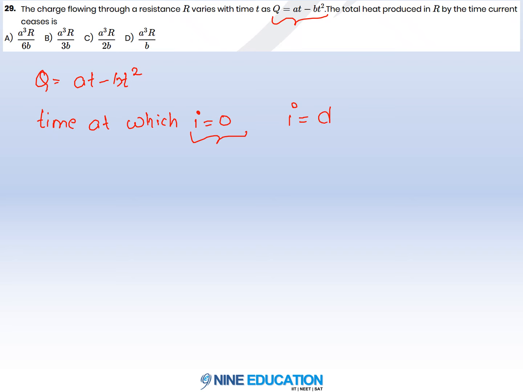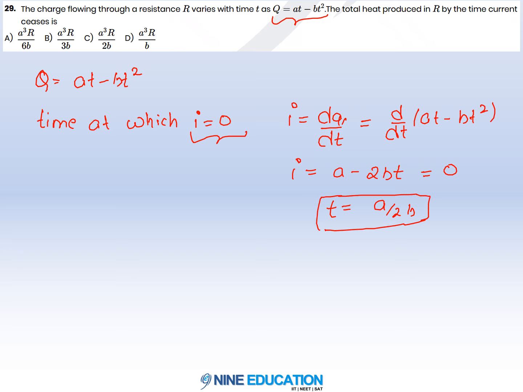I is the rate of flow of charge. So simply differentiate it, d by dt of A T minus B T square. From here you will get I is A minus 2BT. Now we have to find the time at which the current is 0. Put it equal to 0, and from here you will get time is A by 2B.